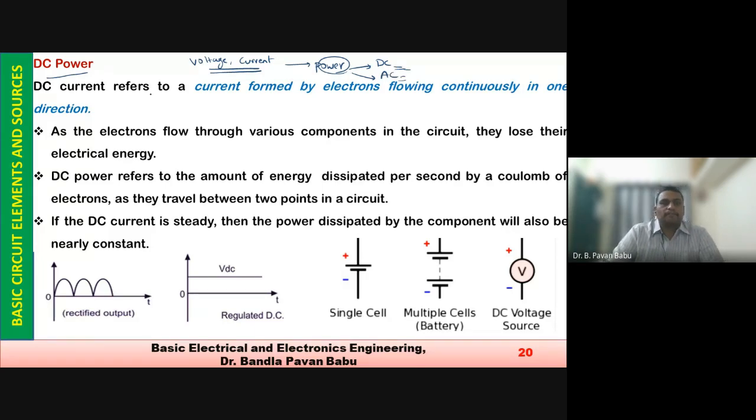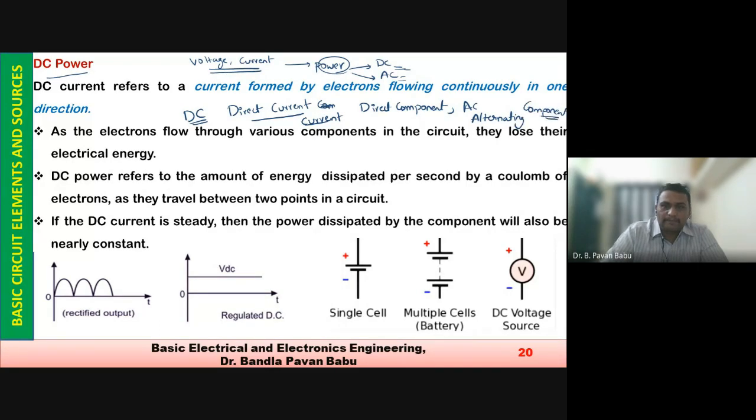What do you mean by DC? For your understanding, I can call it a direct component. DC current means direct current, but actually it is a direct component and an alternating component. If it is AC, we can term it an alternating component. Component in the sense actually the signal there.